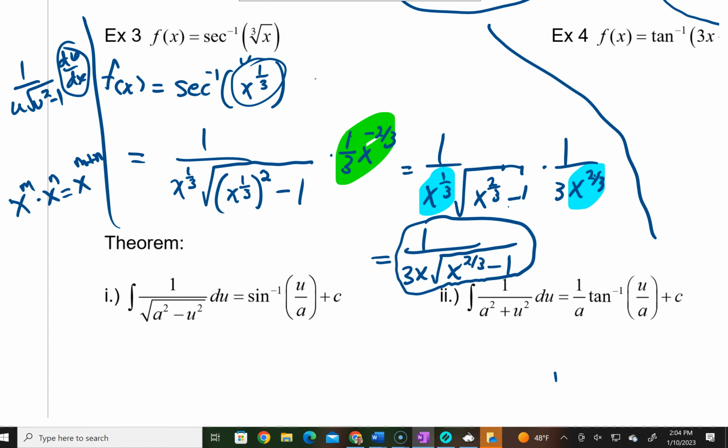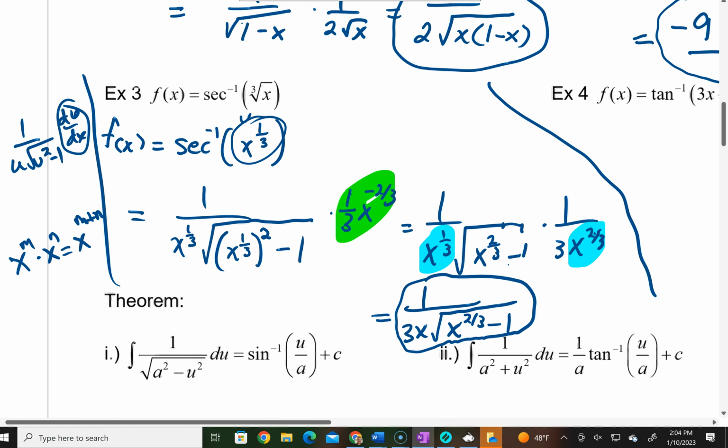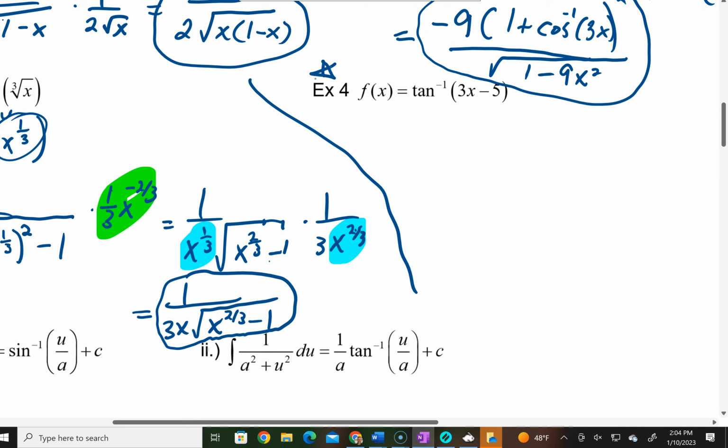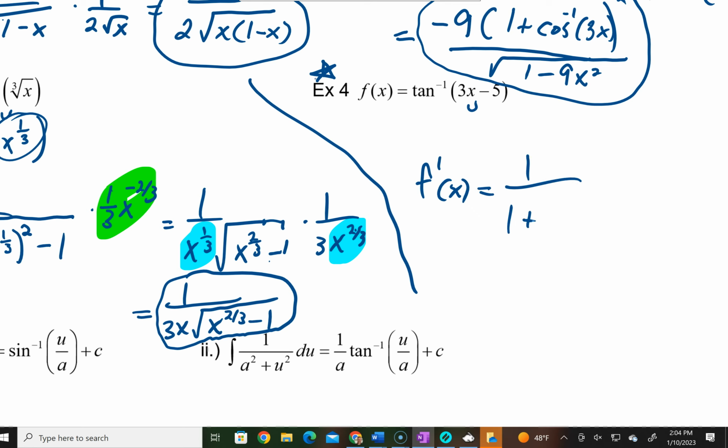Okay, last one. And by far, this is the most popular. And dare I say, a lot of kids will say it's also what I feel to be the easiest. Because what's the derivative of inverse tangent? It's 1 over 1 plus u squared. No radicals. That's wonderful. 1 over 1 plus, and then you'd say, well, what's your u? It's this, 3x minus 5 squared.